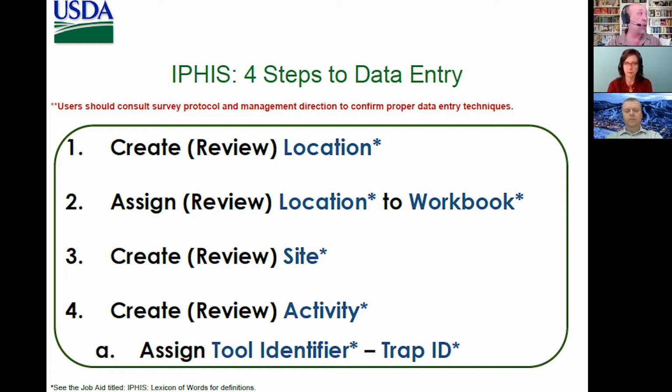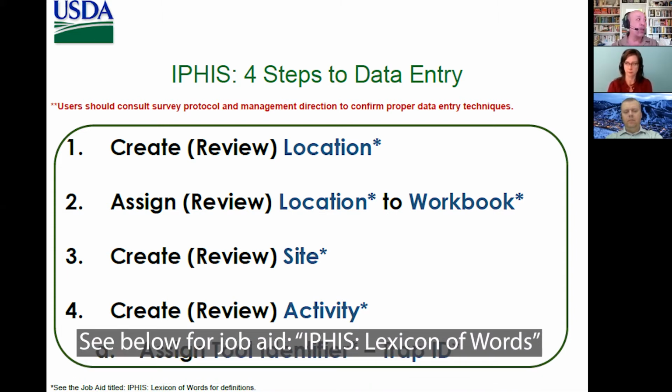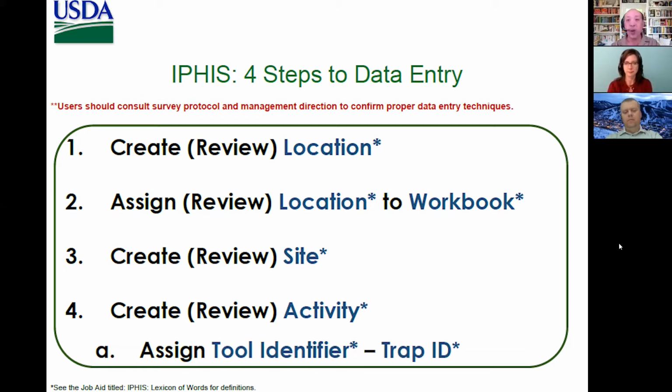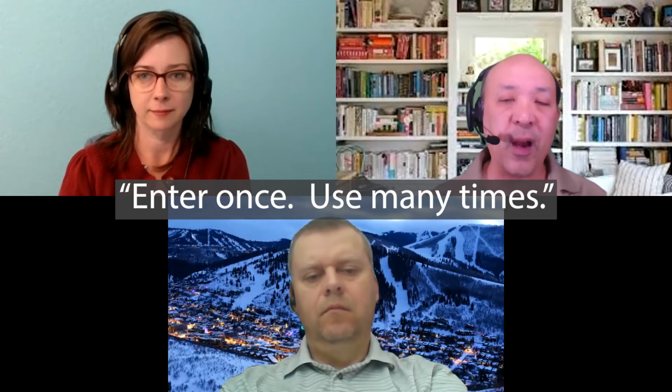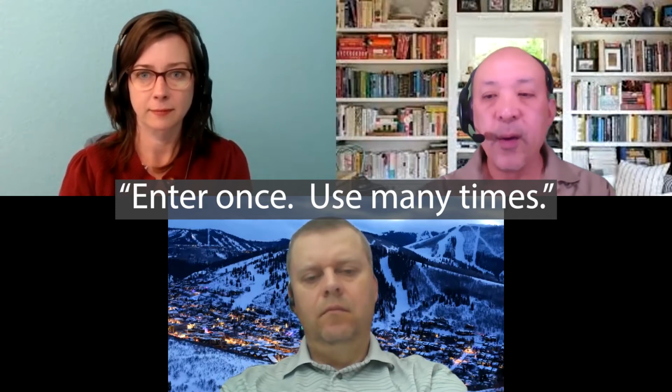Now, if you notice, I have these words here identified in the previous module that we had about the lexicon of words. These are the words that are part of that lexicon. So what we're specifically talking about now will be step 1, which is creating or reviewing a location. If you've already created something, you don't have to recreate something. The whole concept of entering data into the IPHIS is to enter once, use many times. So you should never, ever have to worry about recreating data.